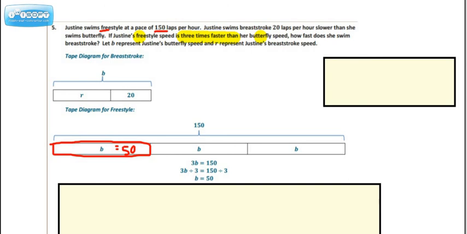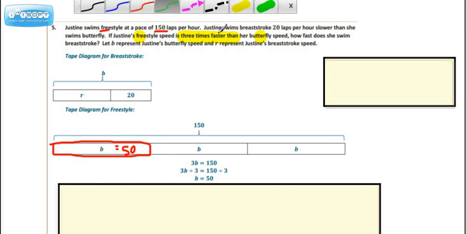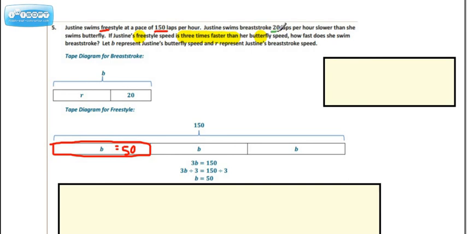And where do we get that from if we look at the problem? Right here. Justine swims breaststroke 20 laps per hour slower than she swims the butterfly. So if this represents that stroke, we'd have to add 20 to that to get this value for R. So if we know that this whole thing is equal to 50, some number plus 20 has to equal 50. Doesn't that mean we'd have to subtract these two things to get the value for R?